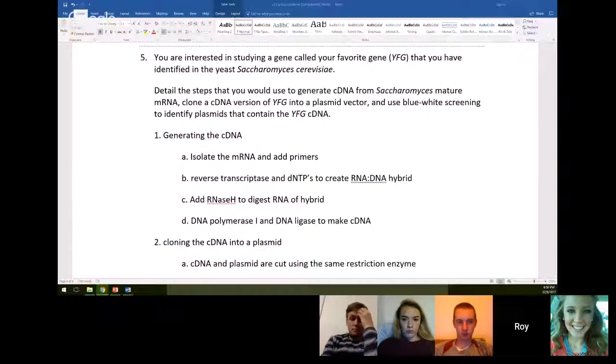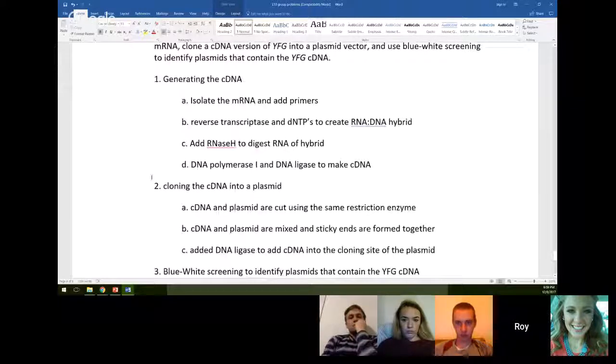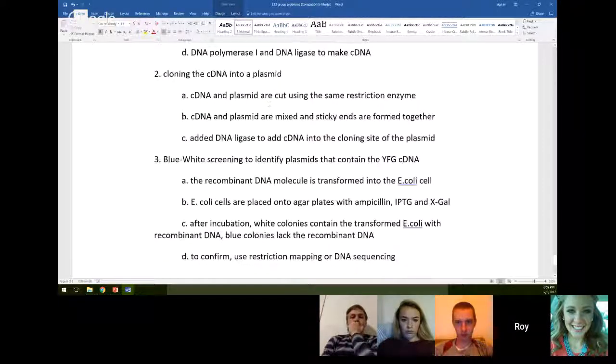Okay, so number 5. For step number 1, you're going to generate your favorite gene's cDNA. For that step, you're going to A, isolate YFG's mature mRNA, B, add a poly-dT primer for reverse transcription, C, make an RNA-DNA hybrid molecule, D, add RNase H that will cut out the RNA part of the hybrid, E, add DNA ligase and DNA polymerase 1 to complete your favorite gene cDNA. 2, clone a cDNA version of your favorite gene into a plasmid vector.